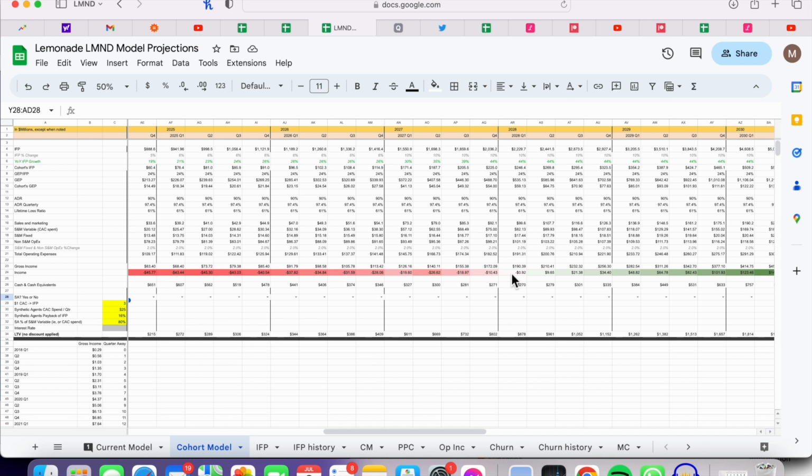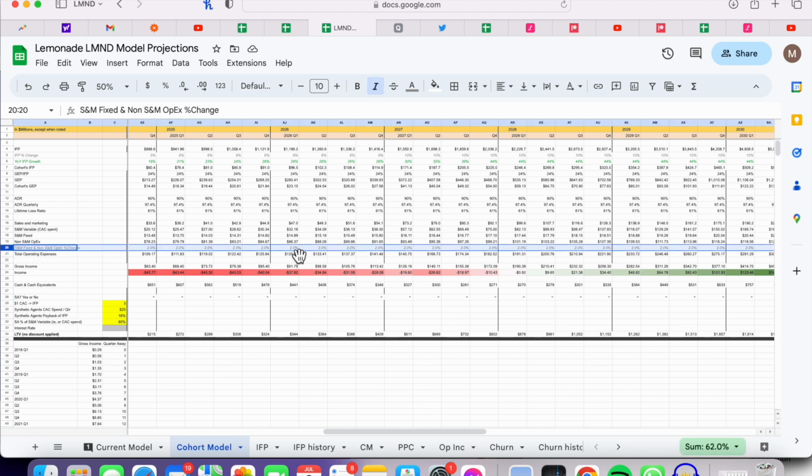And I mean, this is a rough model. Some of the rough things are I'm just literally punching in 2% a quarter, 2% a quarter, 2% a quarter of SMN, sales and marketing fixed, and non-sales and marketing operating expenses. So that's sort of the growth rate there. Is that too high? Is that too low? That is left for a lot of debate and would change a lot of things.